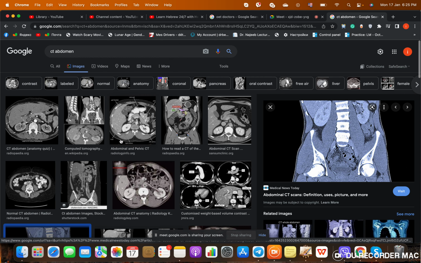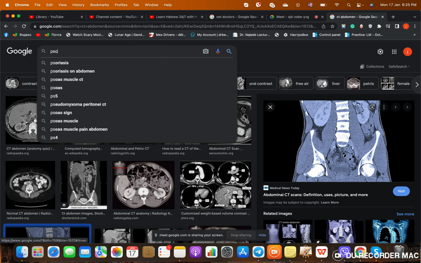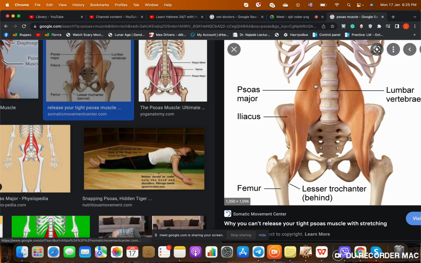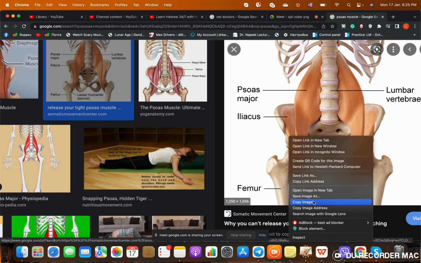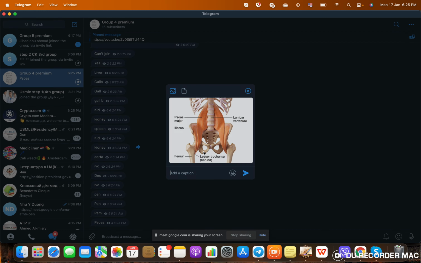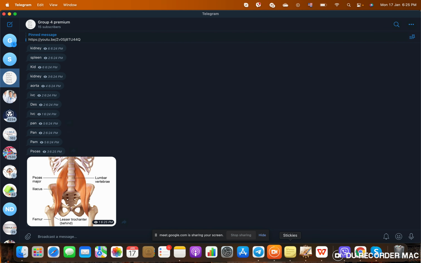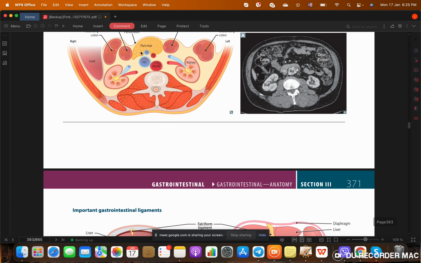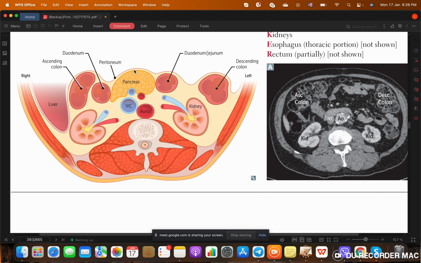The psoas muscle connects your vertebrae to your lower extremity. As you can see, this is the psoas muscle, and it's really important for the ability of extension of your lower extremity. So let me send you this. Okay. And the next thing I want you to know is that the ascending and the descending colon are retroperitoneal organs. So that means they are easier or more difficult to operate on? Much more difficult to operate on.